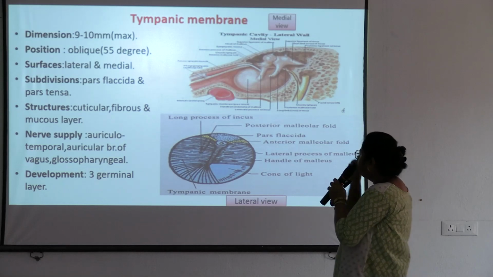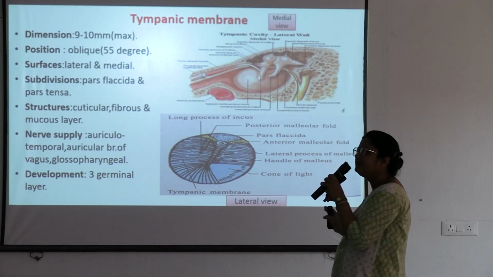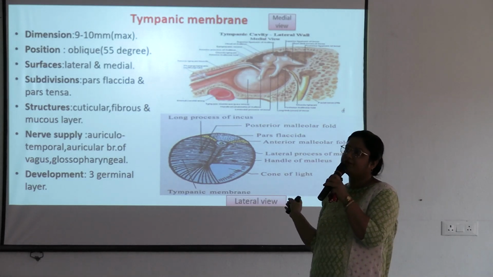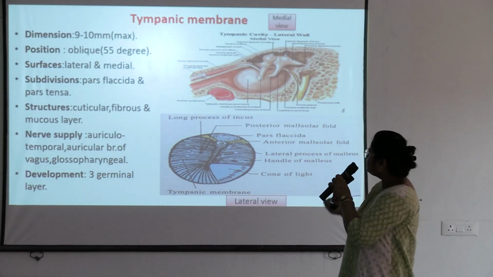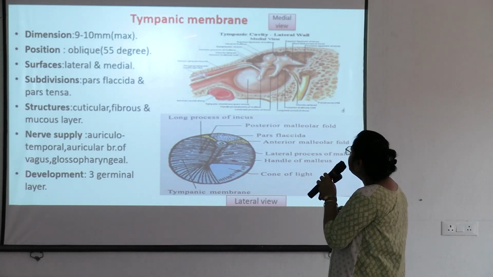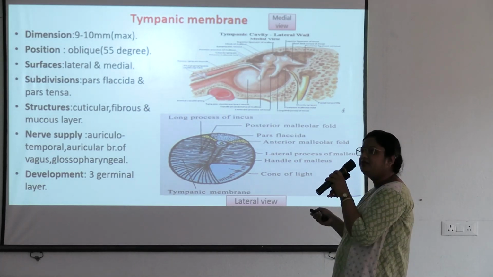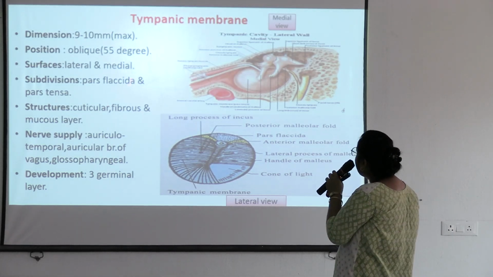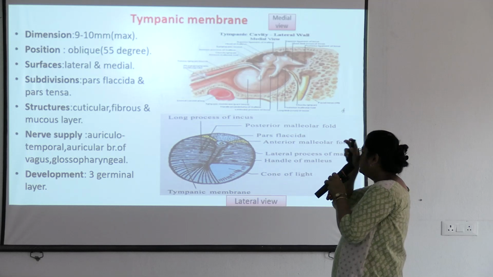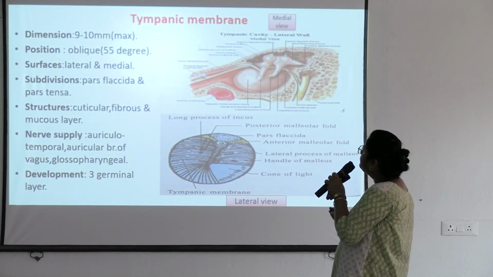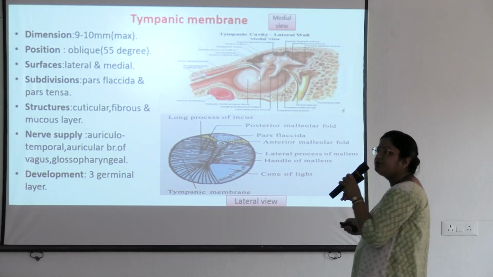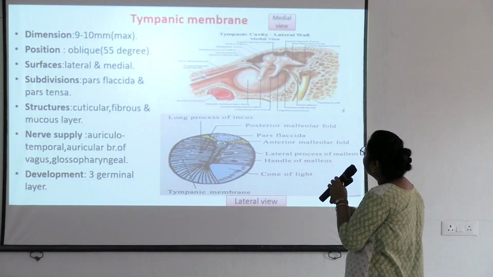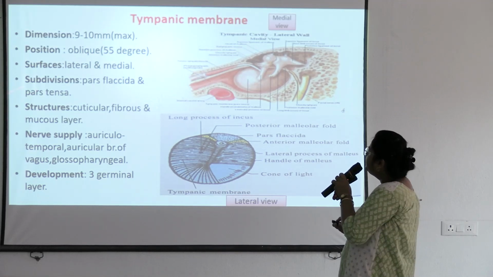Next we are going to the tympanic membrane, which was forming the main part of the lateral wall. Tympanic membrane comes as an individual short note. Okay, very important short note. Tympanic membrane. Important for your theory. Its dimension is about 9 to 10 millimeter maximum diameter, and position, it is placed obliquely, okay, not vertically, making an angle of about 55 degrees. And it has two surfaces, lateral surface and medial surface, and two subdivisions are there, pars flaccida and pars tensa.